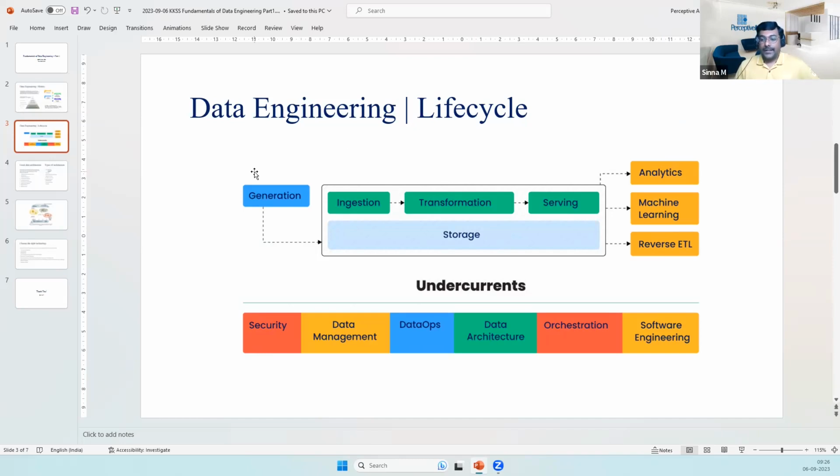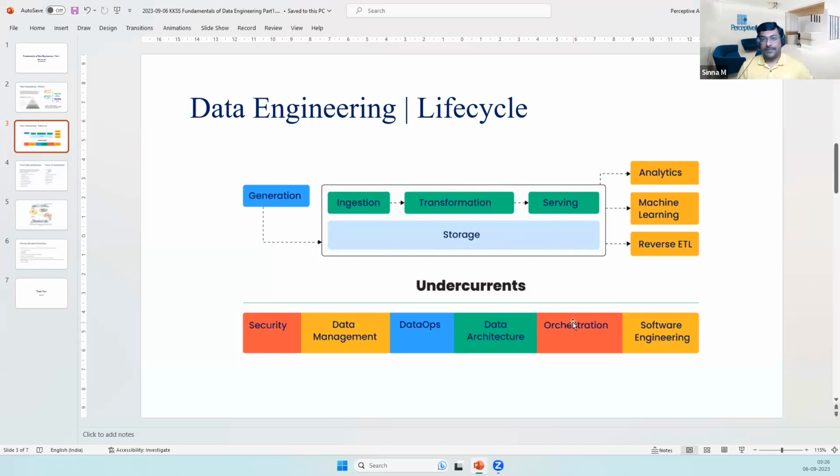If you look at the life cycle, data is being generated, ingested, transformed, and served for different use cases. Storage is a common theme across all these stages, right? During ingestion there is temporary storage, then staging, transformation, and then for serving it's on production, right? The undercurrents while we do this whole process are 7 important ones, right? Security, data management, data ops, architecture, orchestration.